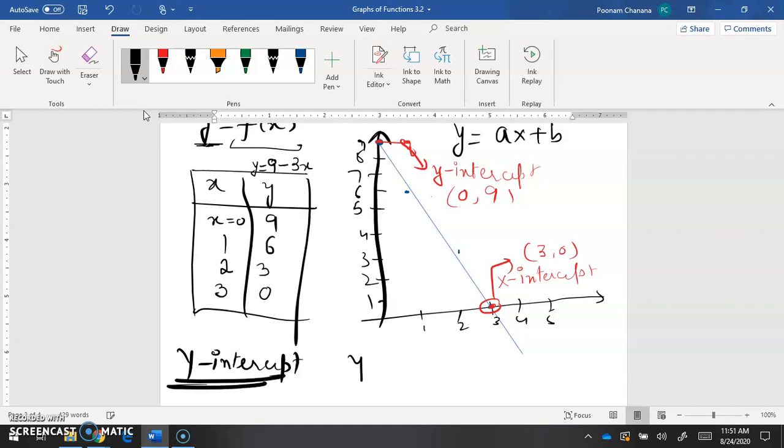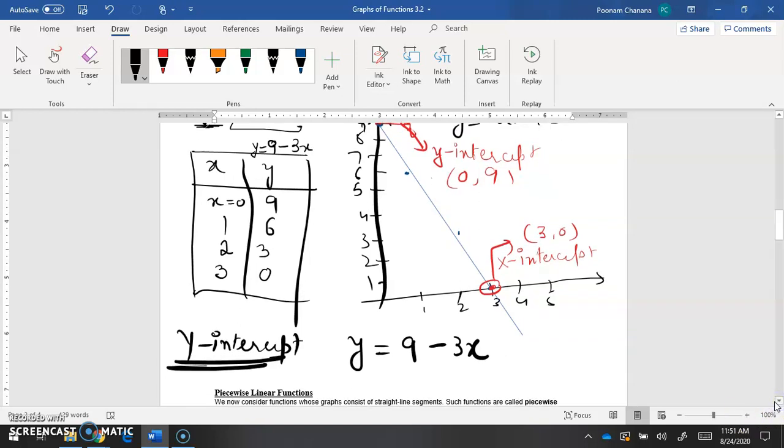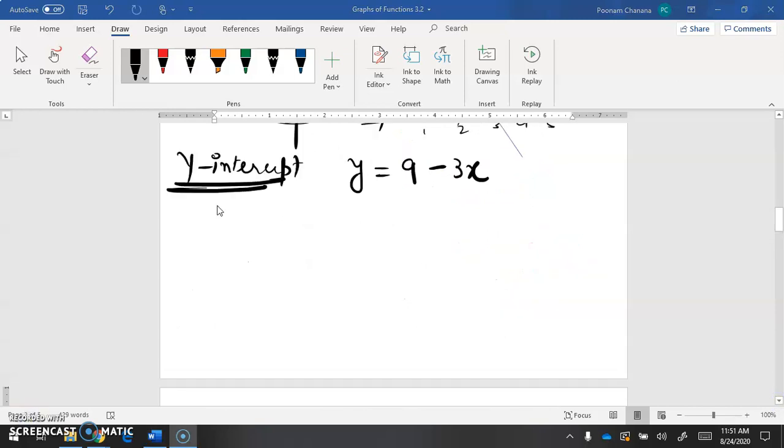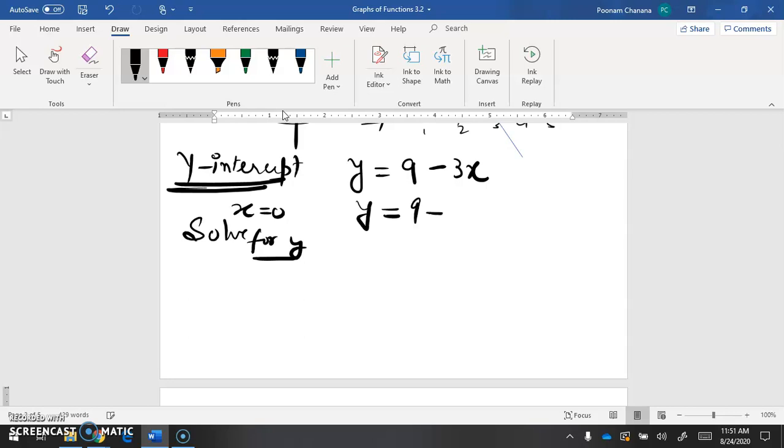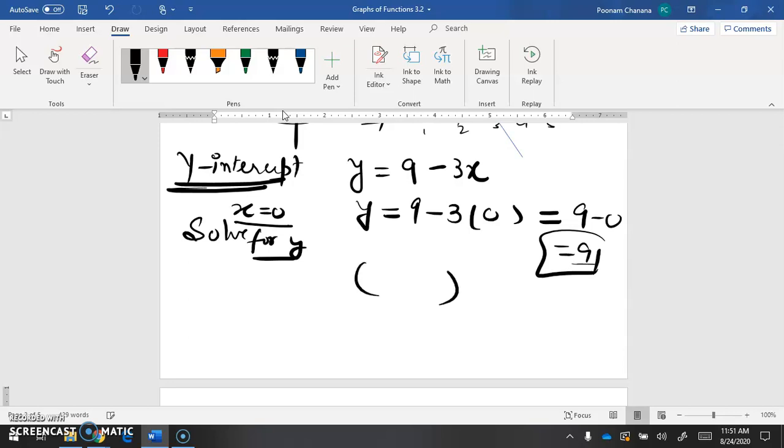What was our function? Y is equal to 9 minus 3x. We want to find the y-intercept. To find the y-intercept, what's the technique? You put x equal to 0 in the given function and solve for y. Y is equal to 9 minus 3 times 0, which will give me 9 minus 0, which will be 9. So my y-intercept is a point. The y-intercept is not 9, it is the point where x value is 0 and y value is 9.